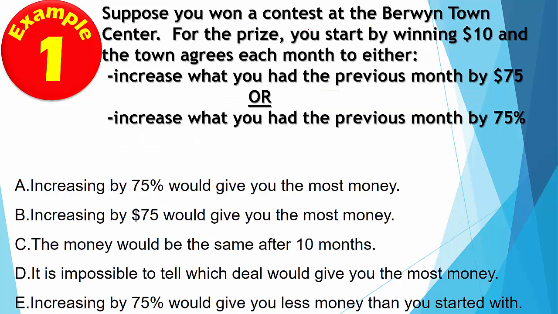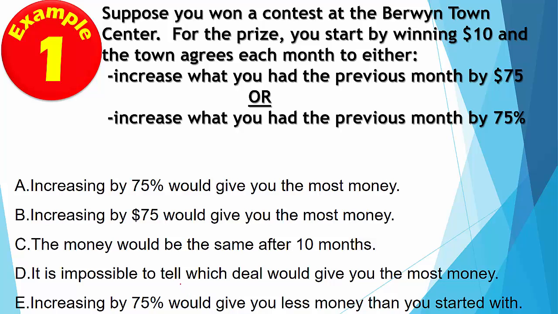So suppose you won a contest at the Berwyn Town Center. For the prize, you start by winning $10, and the town agrees each month to either increase what you had the previous month by $75 or increase what you had the previous month by 75%. So we need to figure out which one is the best option. Increasing by 75% would give you the most money. Increasing by $75 would give you the most money. Money would be the same after 10 months. It's impossible to tell which deal would give you the most money. And increasing by 75% would give you less money than you started with.